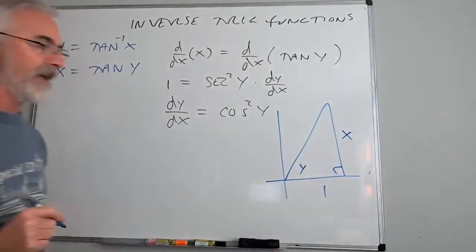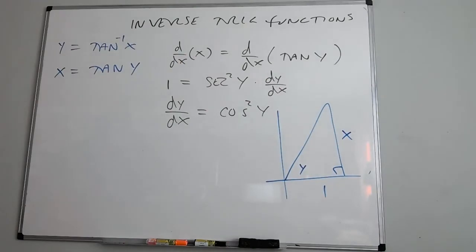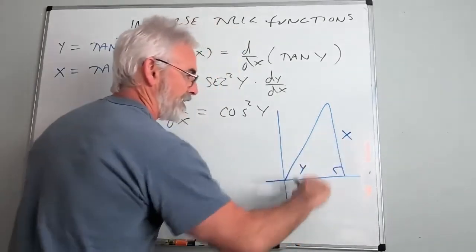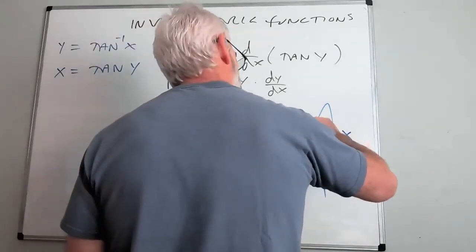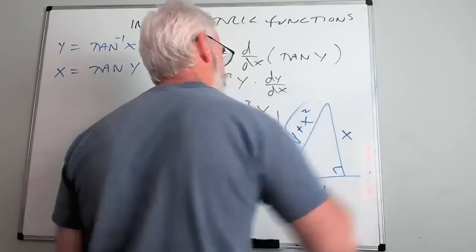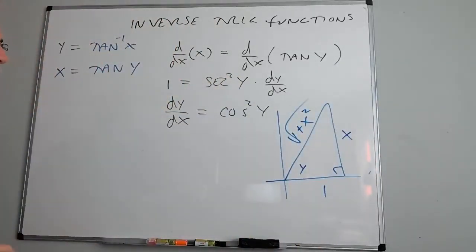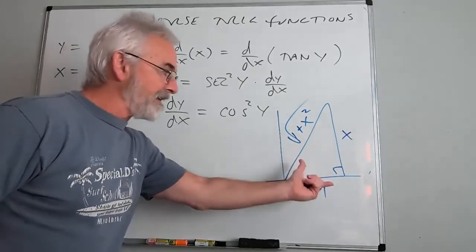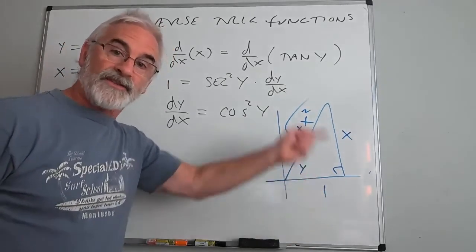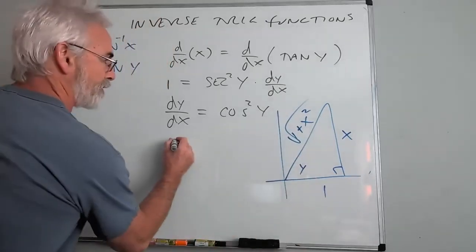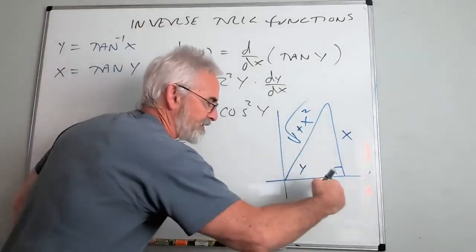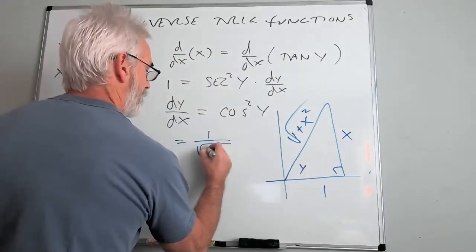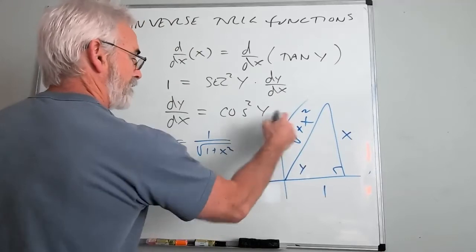Now look at that picture for a moment. In that picture, is the tangent of y equal to x? Yes, it is. So what would this side be? Well, this side would be the square root of 1 plus x squared. My answer is the cosine squared of y. I can easily answer what the cosine squared of y is in this picture. So in this picture, the cosine squared of y, well, let's see, the cosine would be 1 over the root. But I'm squaring it.